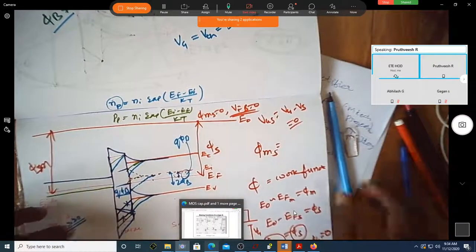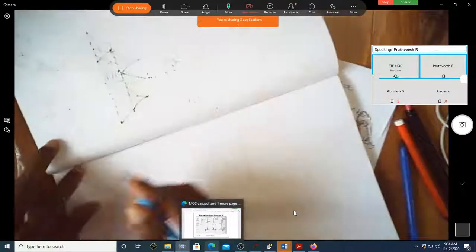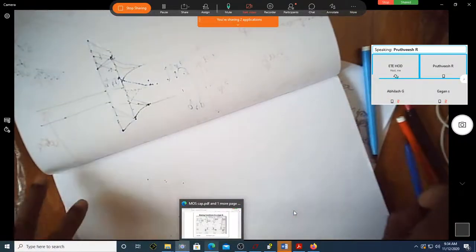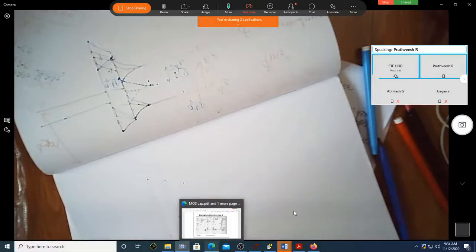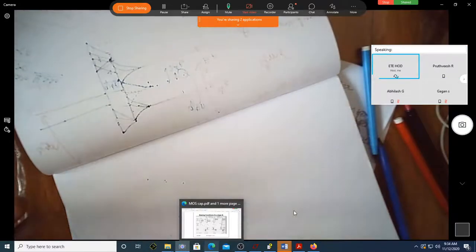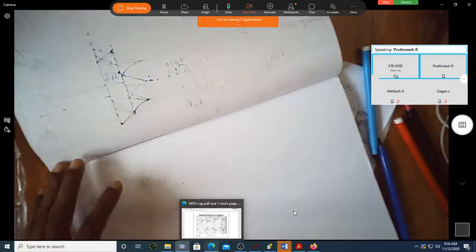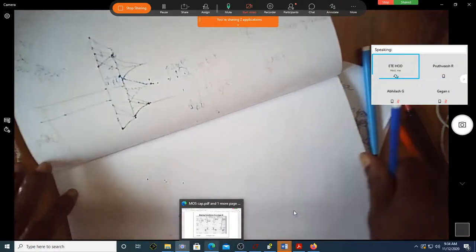Now let us see if phi ms is other than 0. So we talked about phi ms being 0. What do you mean by phi ms 0? Both the metal and the semiconductor have equal work function. Now let me again rewrite that.